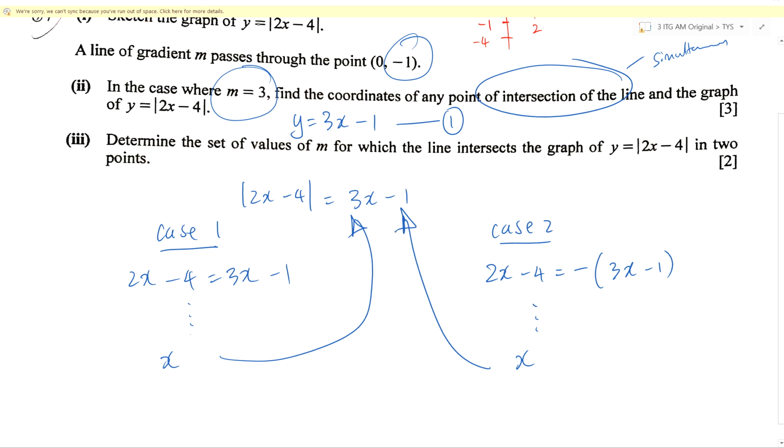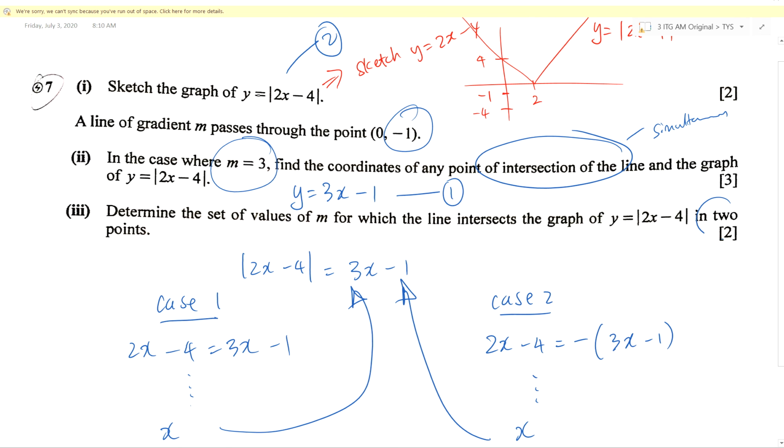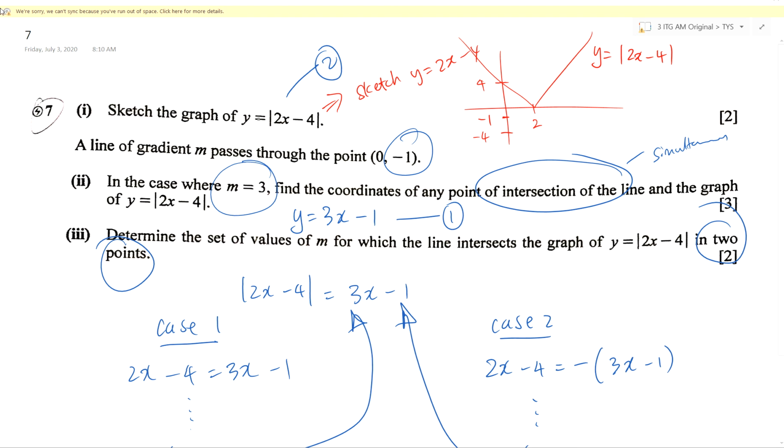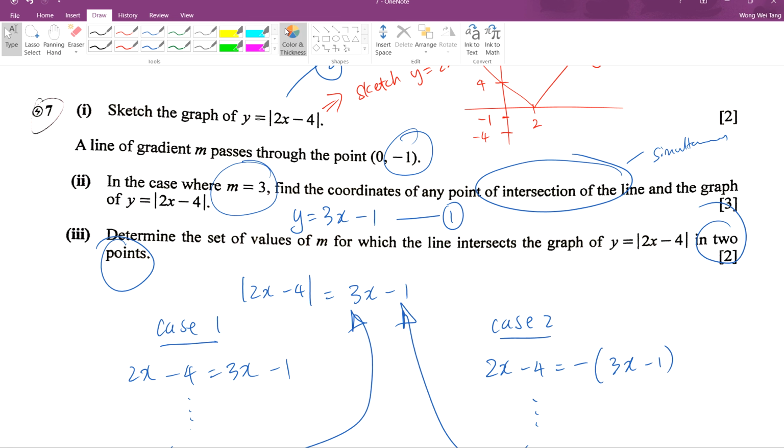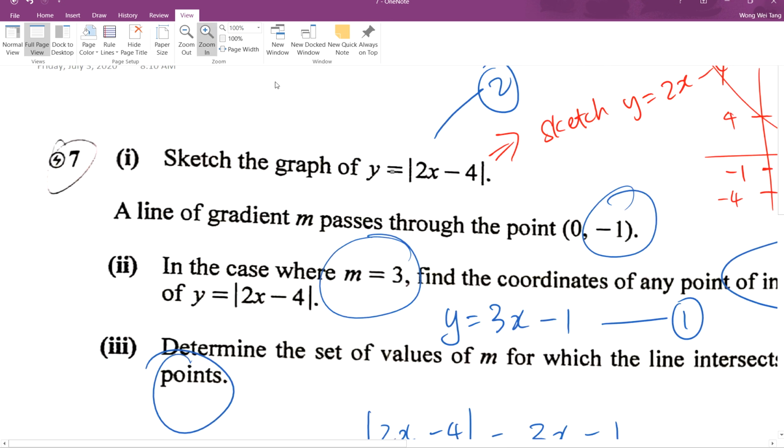Done. Part 3. Determine the set of values of m for which the line intersects in 2 points. It has to intersect at 2 points. So earlier on we drew many different cases that are possible.